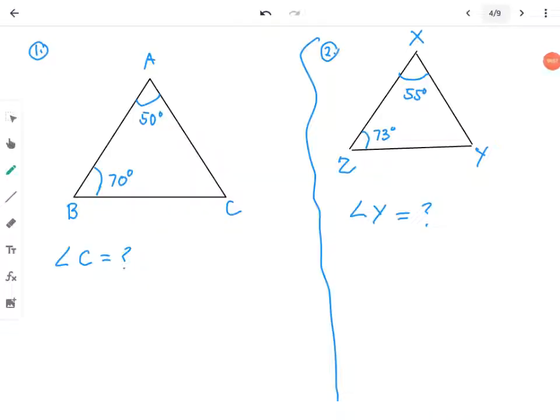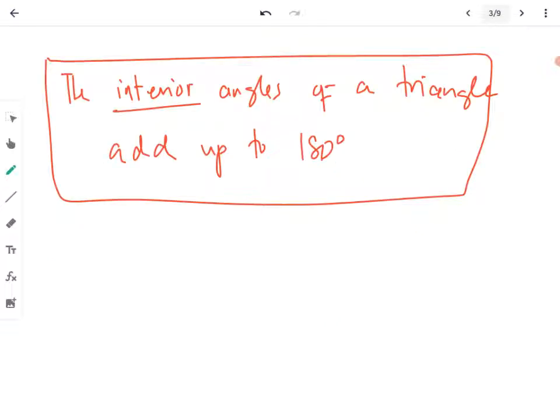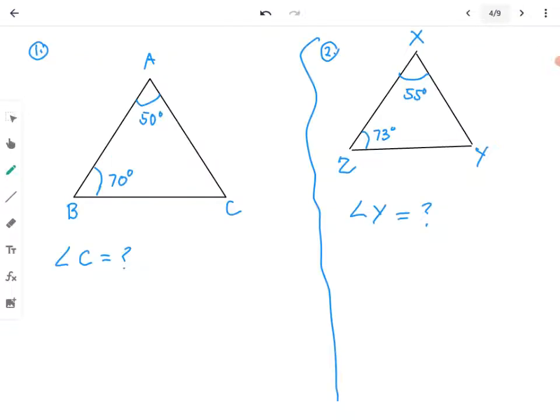In number 1, here we have angle A is 50 degrees, angle B is 70 degrees, and we do not know what angle C is. So we are trying to solve for angle C. But since we know that when we add all of these angles, they add up to 180 degrees, we previously derived that the interior angles of a triangle add up to 180 degrees. We will use that concept to make an equation in this problem number 1.